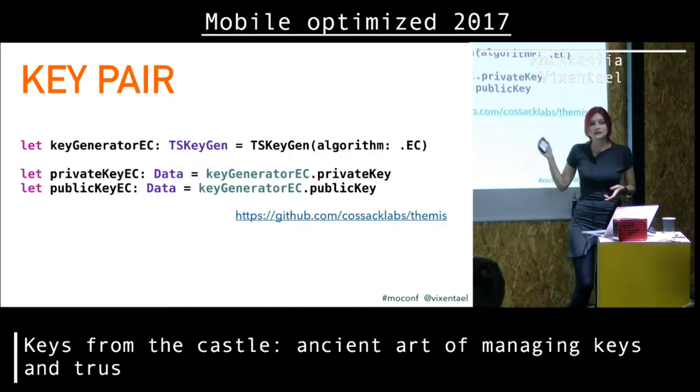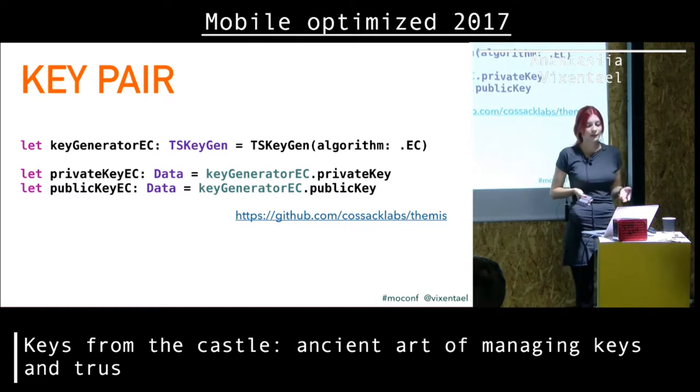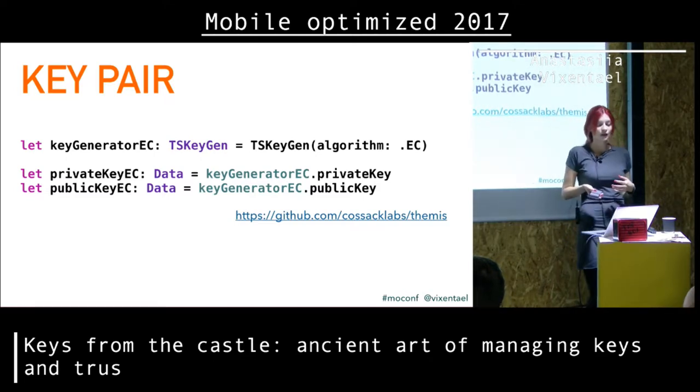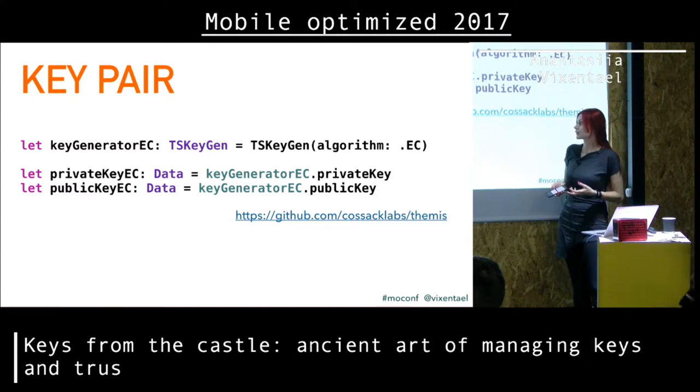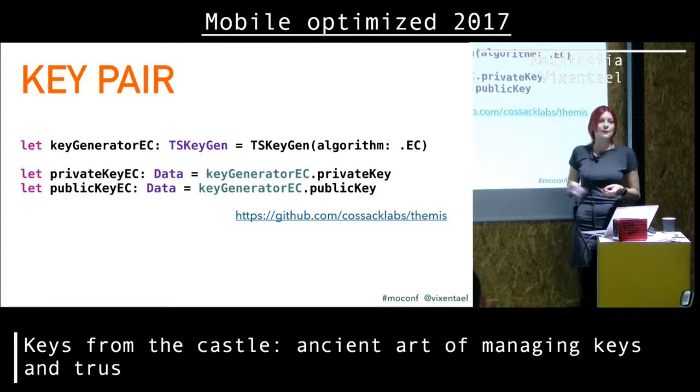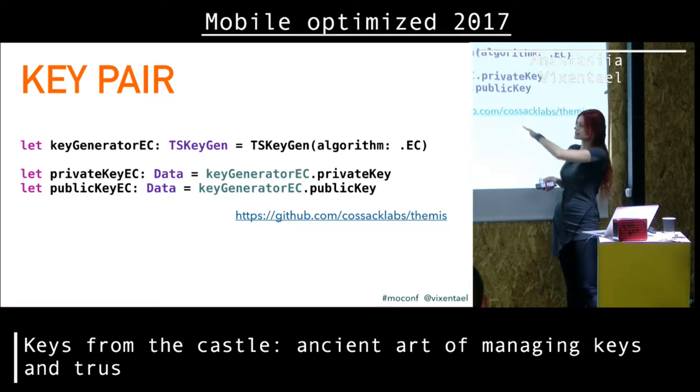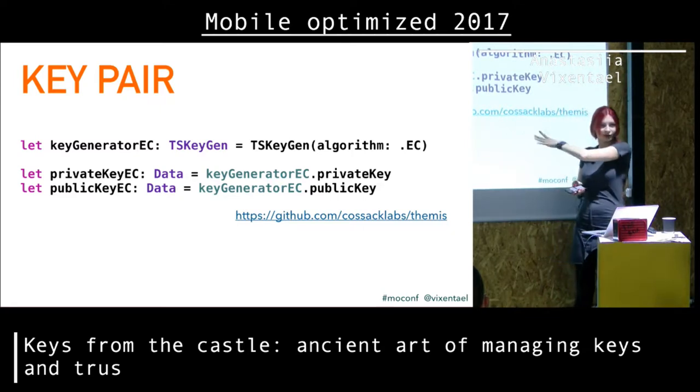How to generate a key? Well, it's easy. This is one of the examples to generate a key pair using elliptic curve cryptography, and it looks really nice. I know it's Swift, but it looks Kotlin-like, right? So just imagine instead of let, there is val. Totally Kotlin style.